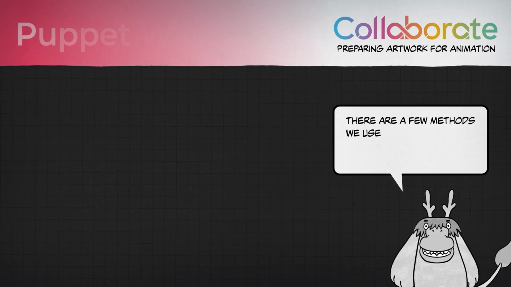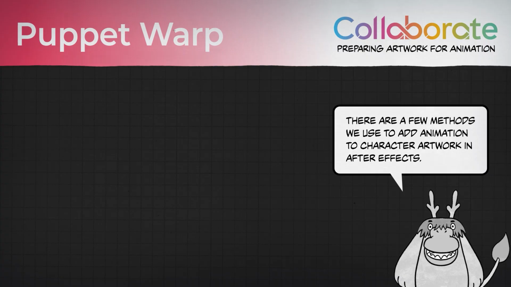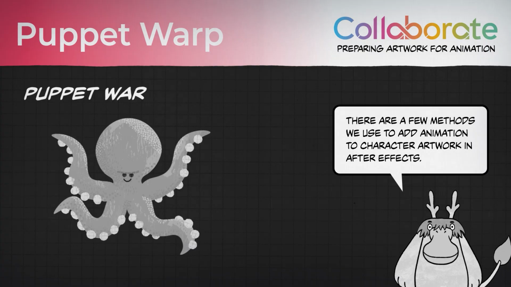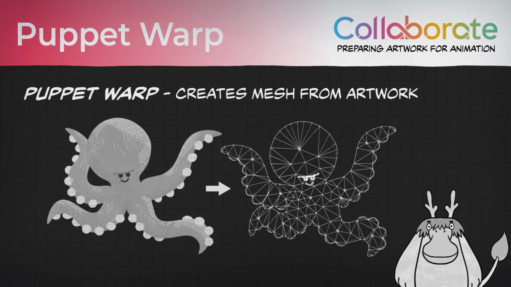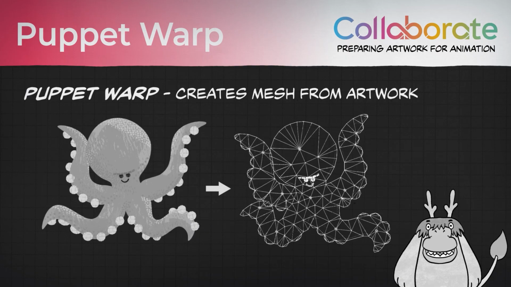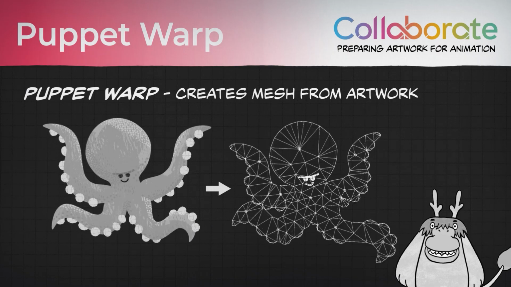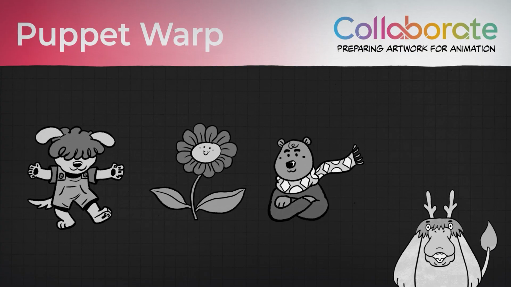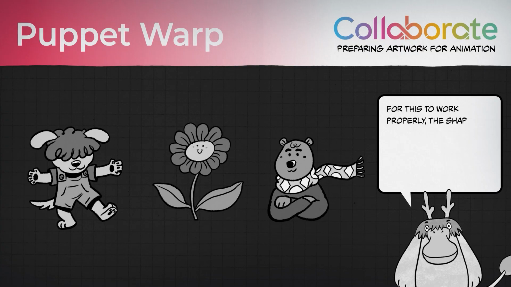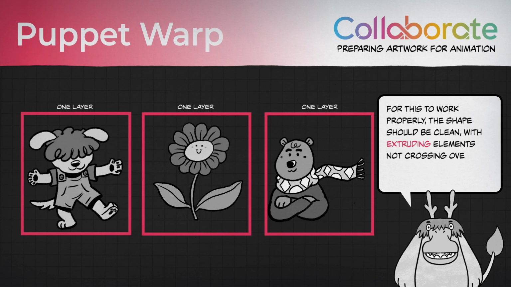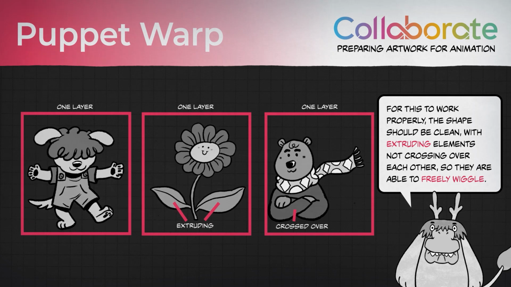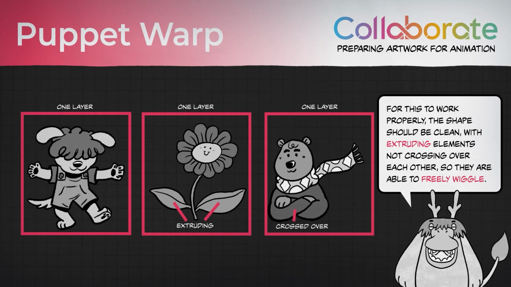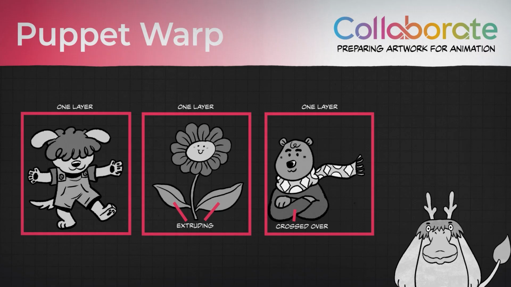So, characters. There are a few methods we use to add animation to character artwork in After Effects. The first method is puppet warp, which is best for flexible organic movement like cloth, tentacles, or just for simple background characters that need to wiggle a bit rather than have a full range of motion. For this to work properly, the shape should be clean with extruding elements not crossing over each other so they're able to freely wiggle. Each element should be on its own layer.